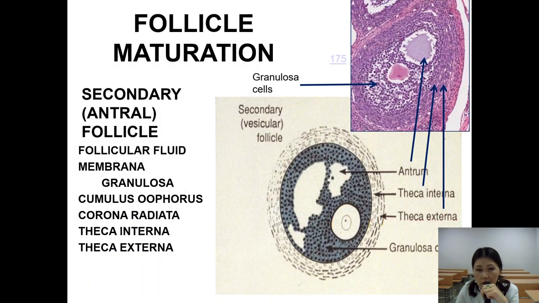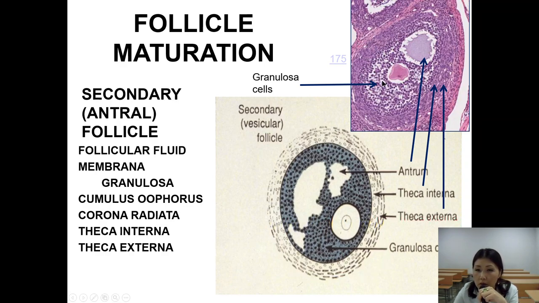Here is shown the histological structure of a secondary or antral follicle. Why antral? Because of the formation of the antrum. That's why it is also called antral. It has follicular fluid, membrana granulosa, cumulus oophorus, corona radiata, theca interna, and theca externa.